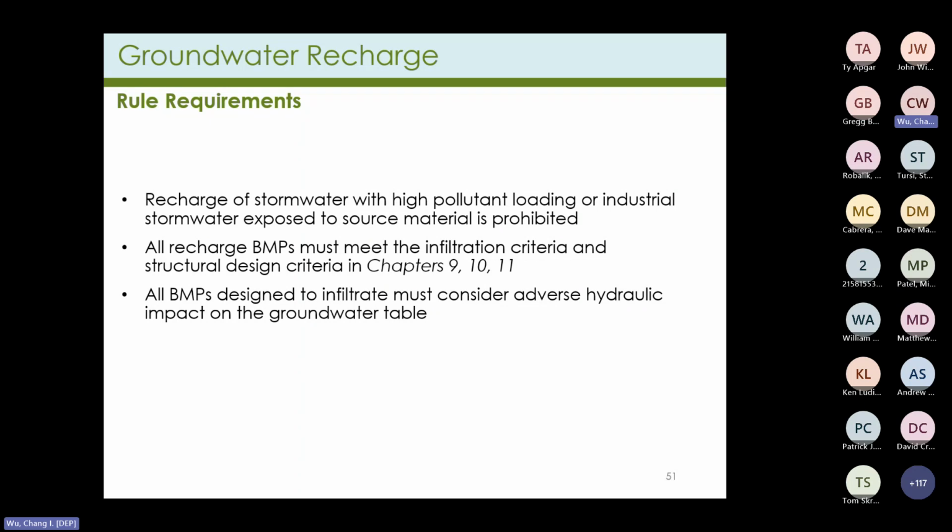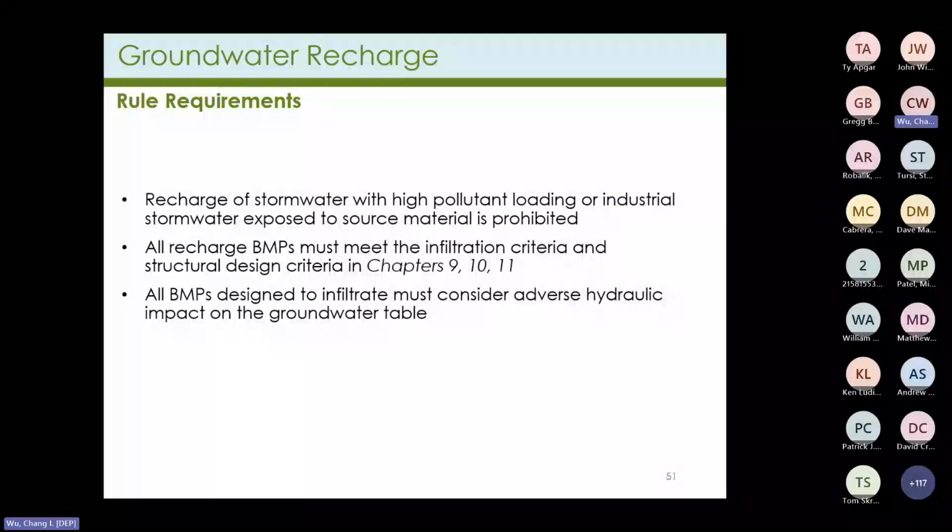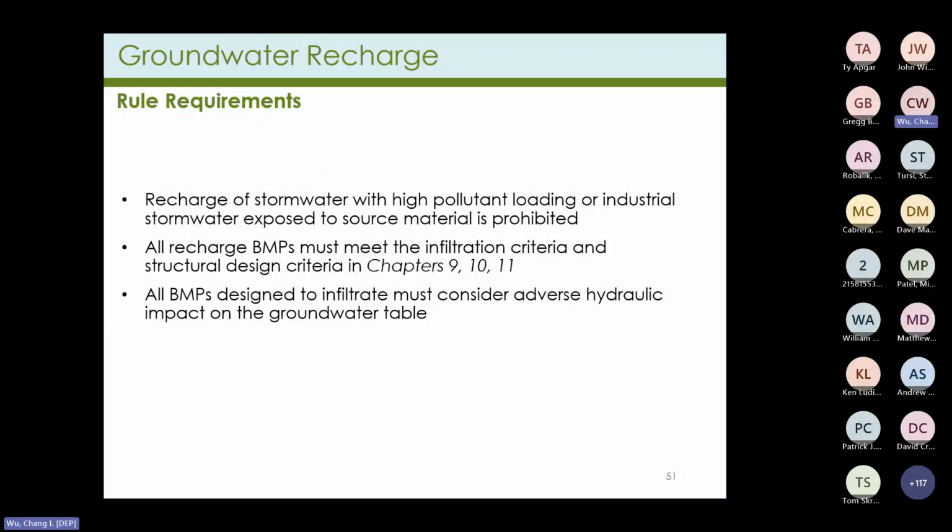And there are other BMP design requirements. You have to meet those design criteria addressed in chapters 9, 10, 11. And a BMP that is designed to infiltrate must consider the adverse hydraulic impact on the groundwater table, which means the groundwater mounting analysis.